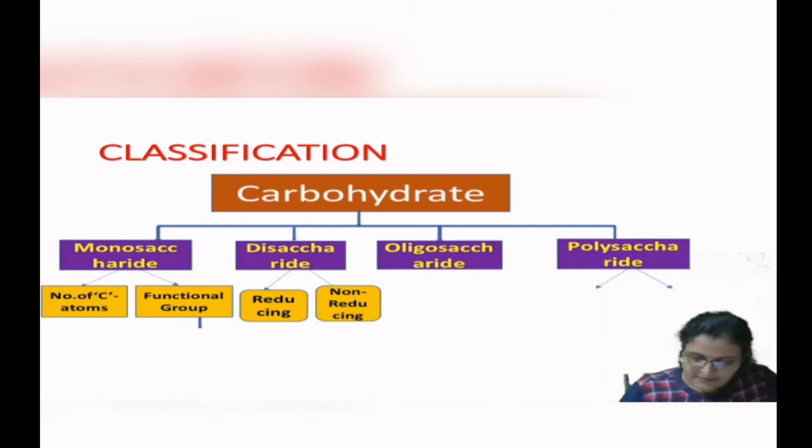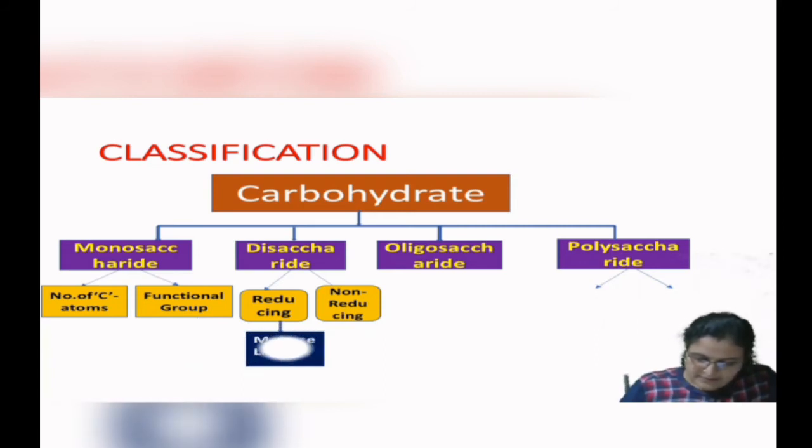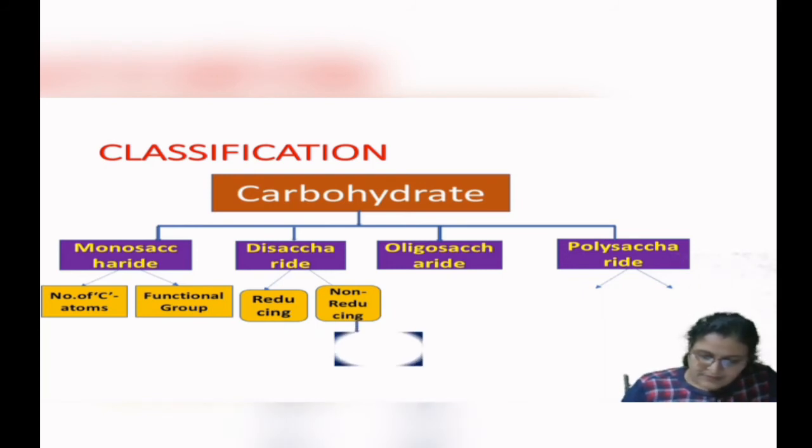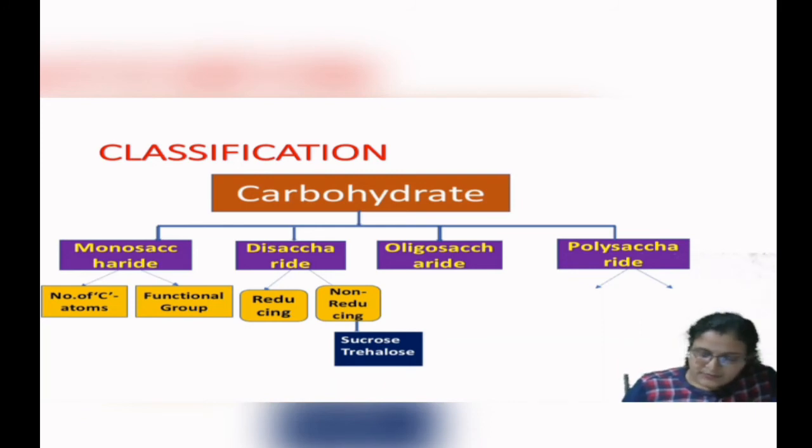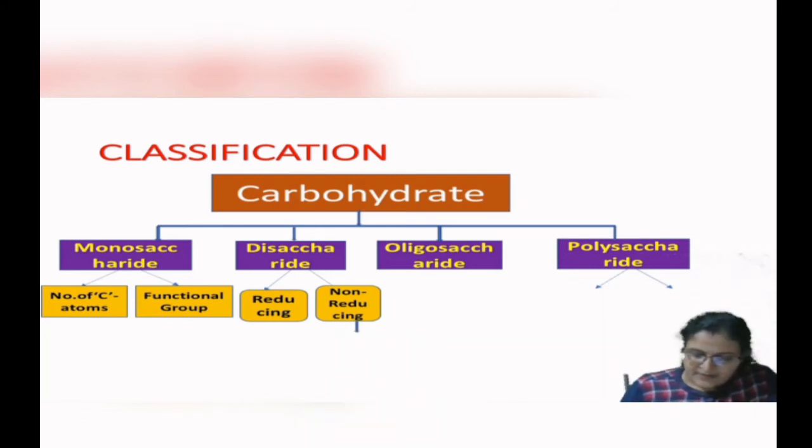Then coming to disaccharide, reducing examples are maltose, lactose. They have active functional group, so they are reducing in nature. Then non-reducing, the functional group is involved in the bond formation like sucrose and trehalose. Then coming to the oligosaccharide. Oligosaccharide examples are raffinose, stachyose, barbacose. The short form is RSB: raffinose, stachyose and barbacose.